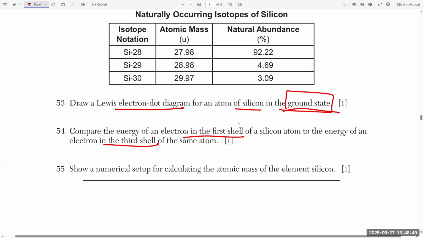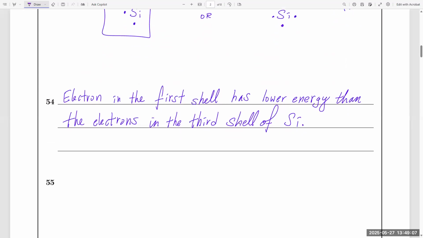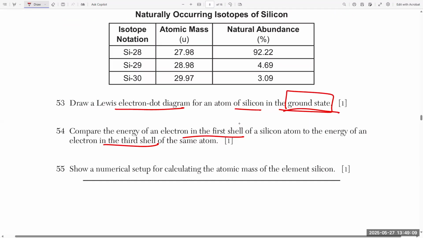Number 55, show a numerical setup for calculating the atomic mass of the element silicon. Remember, it's the sum of the atomic mass times its natural abundance. This is the third FRQ, and they're making us do this for the third time in a row. So it's pretty important that you know how to do this, right? And it says, once again, they want the numerical setup. They don't want the answer. If you write the answer and you don't put work, you're going to get this wrong. So let's go. It's 27.98.